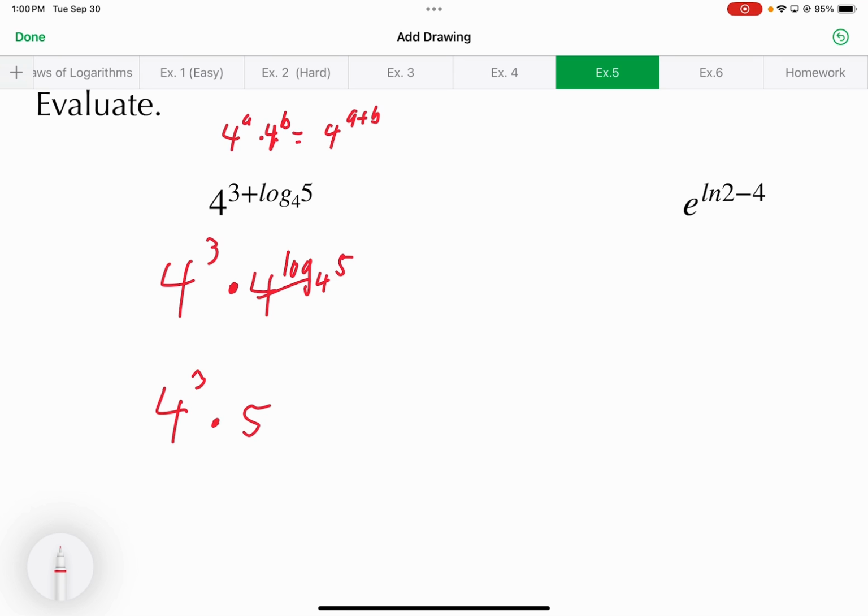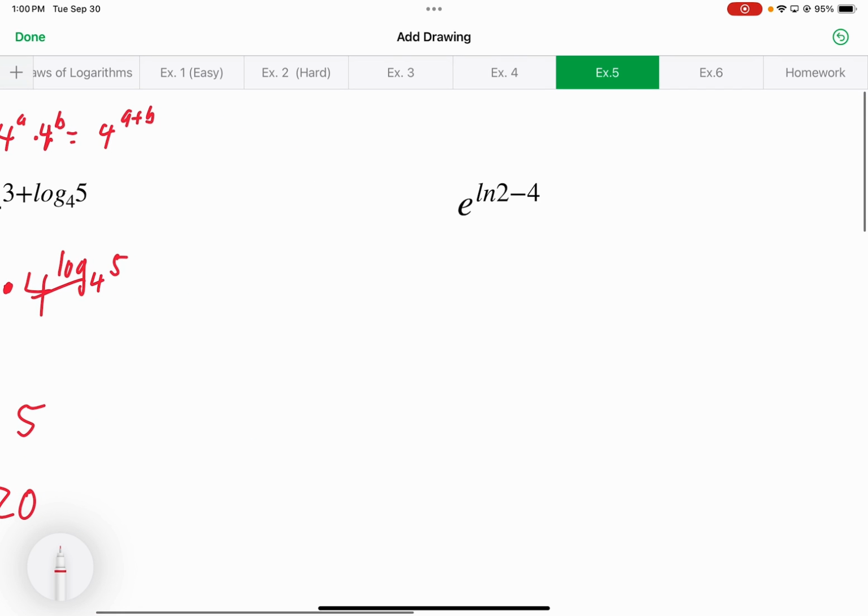You guys are smarter than I am. You know these values better than I. 64. All right. What's 64 times 5? 320. 320. All right. So my answer is 320. You okay with that? Yay. Let's do the next one.